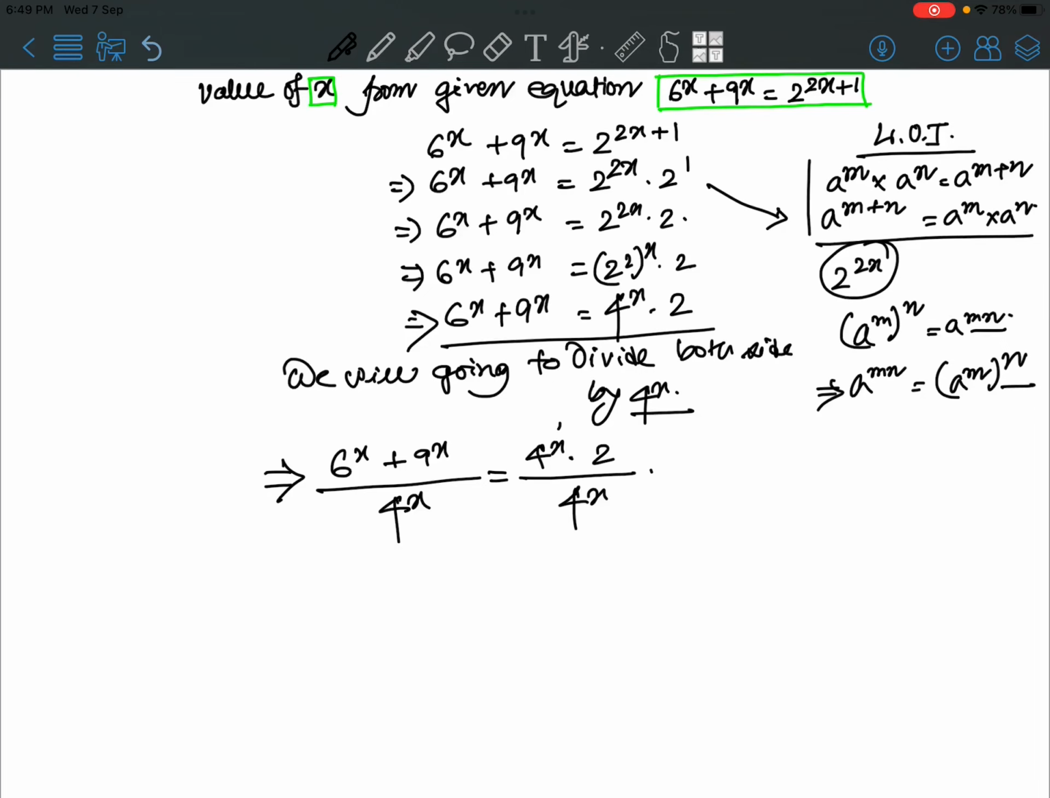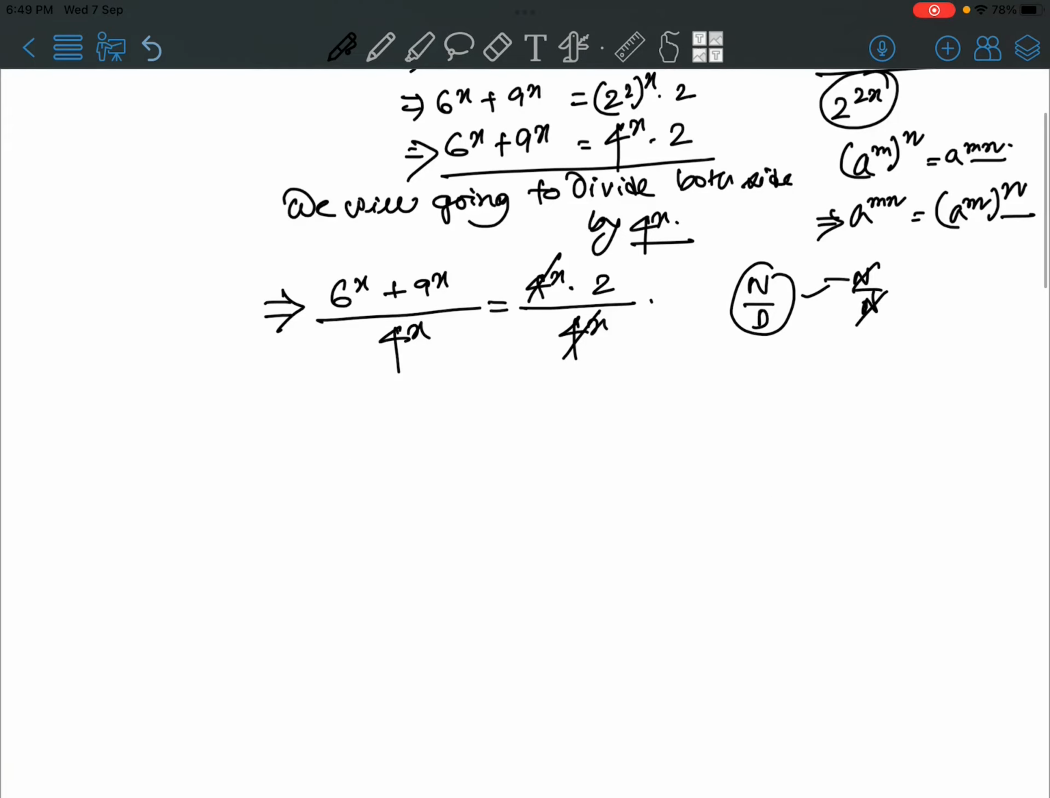Now on the right hand side, 4 to the power x and 4 to the power x cancel each other out, because the numerator and the denominator are equal. Now on the left hand side we can divide 6 to the power x by 4 to the power x and 9 to the power x by 4 to the power x, that equals 2, because on the right hand side only 2 is left, 4 to the power x has been eliminated.